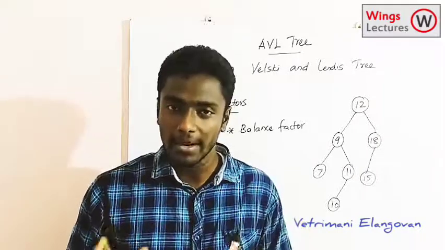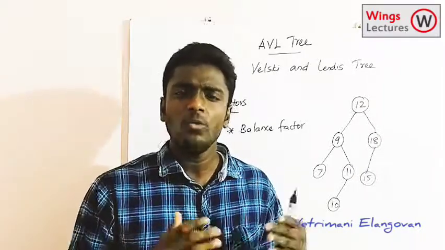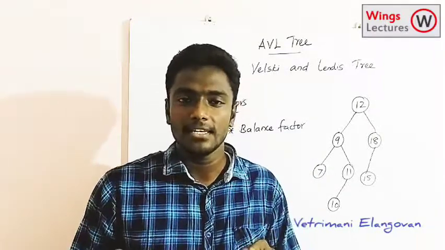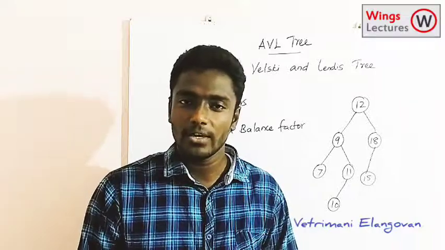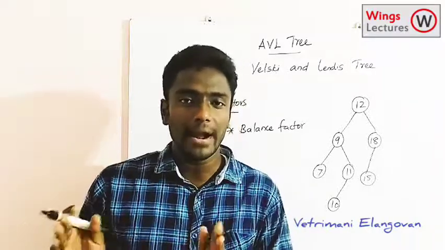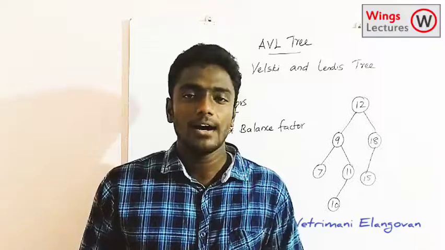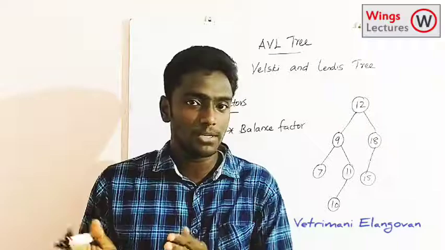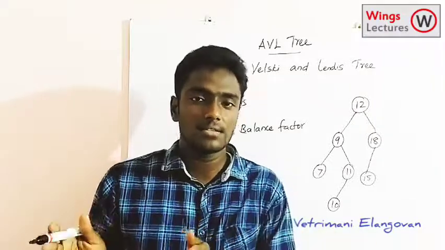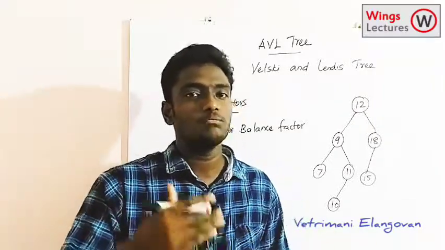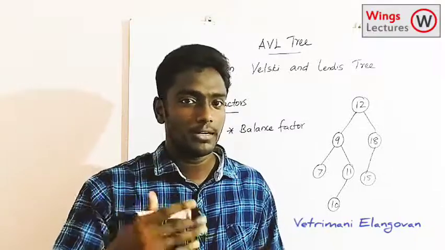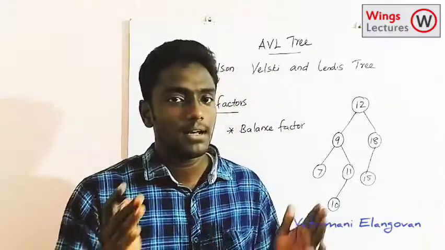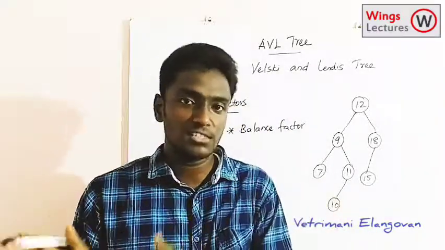AVL tree is also a binary search tree, and how it differs from a binary search tree is that we are going to balance the tree by using some strategies. So an AVL tree follows the binary search tree structure, and we balance the left subtree and right subtree. It cannot exceed more than that. So that's the principle and the difference between AVL tree and binary search tree.